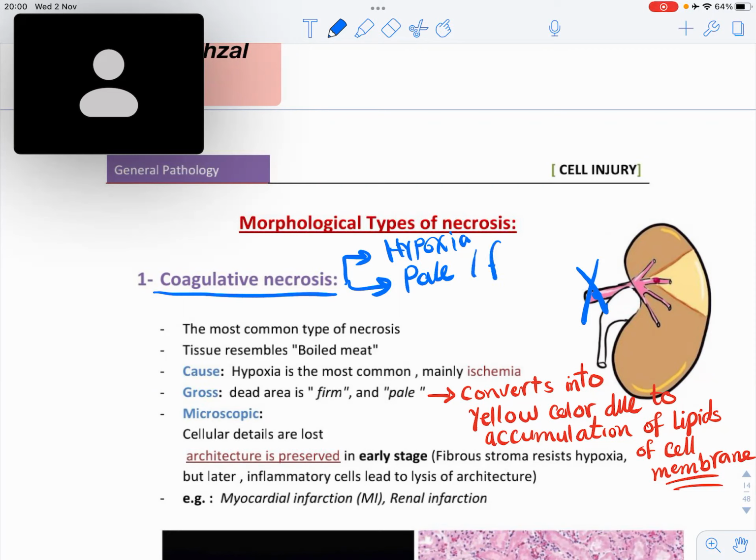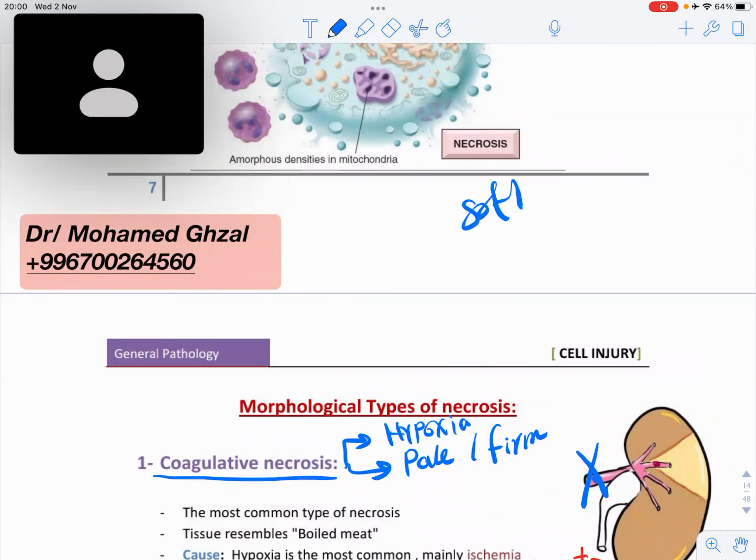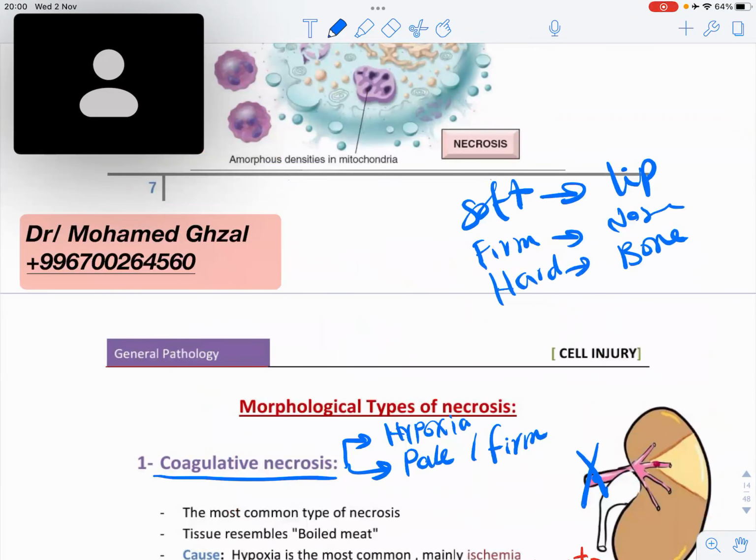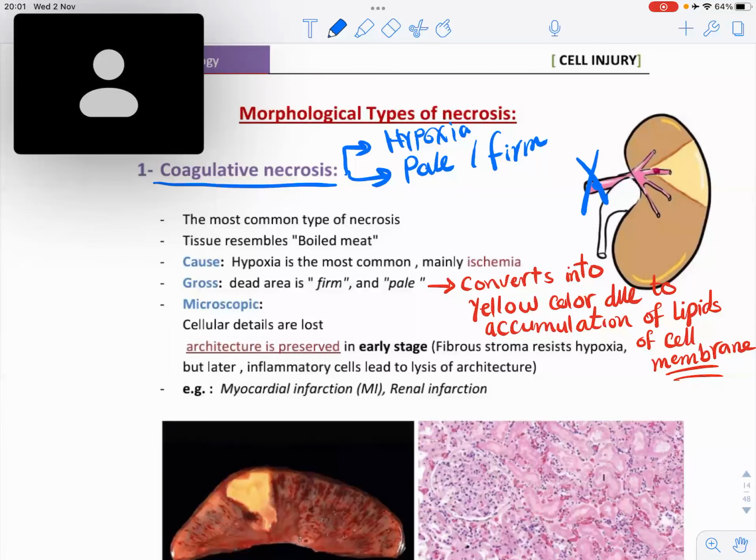And firm. What does it mean, firm? In pathology, we have something called soft, like your lip; firm, like your nose cartilage; hard, like your frontal bone. So on your face, just touch your lip, it's soft. Touch your nose, it's firm. Touch your frontal bone, it's hard. So the structure, the organ, would be firm.